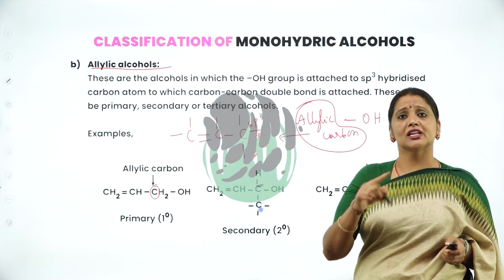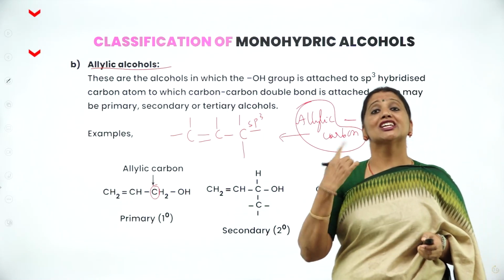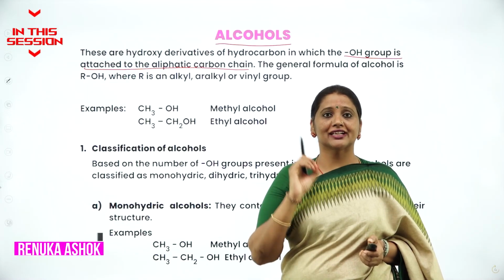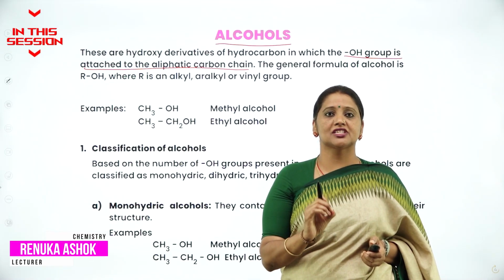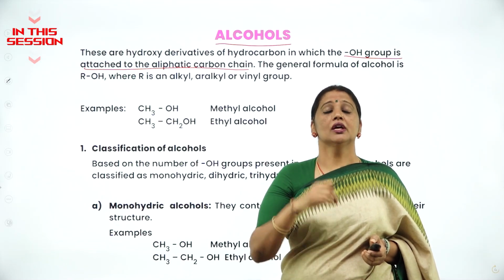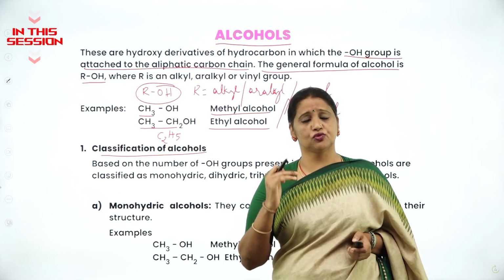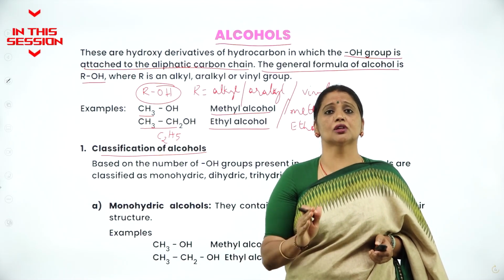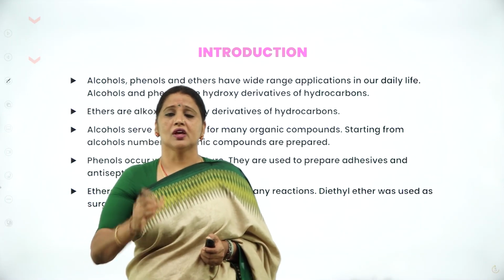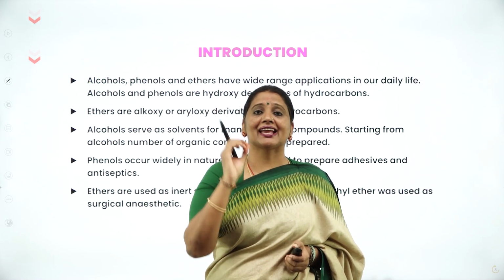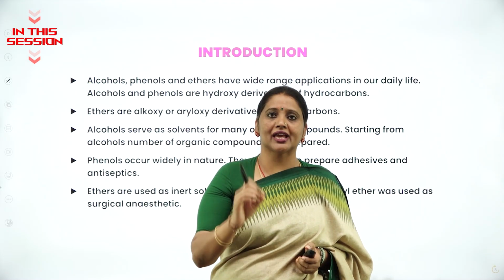Carbon surrounded only by single bond or sigma bond is known as what? sp3 hybridized carbon. If the OH group is attached to the aliphatic carbon chain, then that class of organic compound is called alcohol. Alcohols are classified into 4 categories based on number of OH group present in the molecule. What is functional group? Functional group is an atom or a group of atoms which gives a characteristic property to an organic compound.